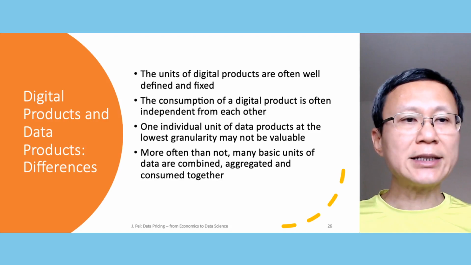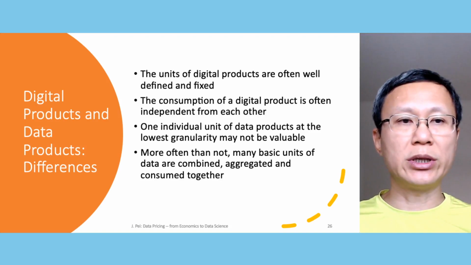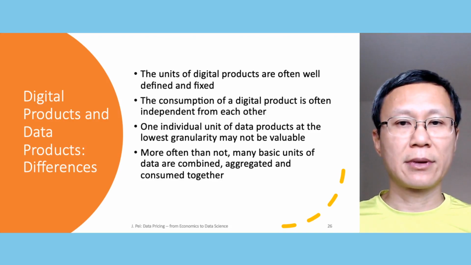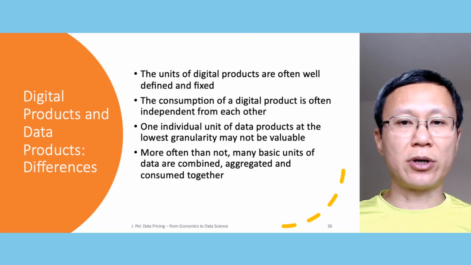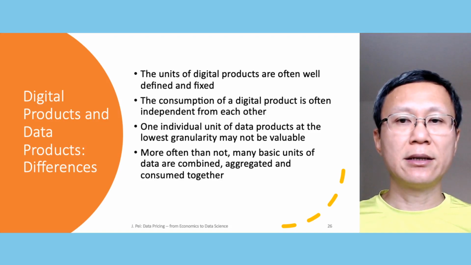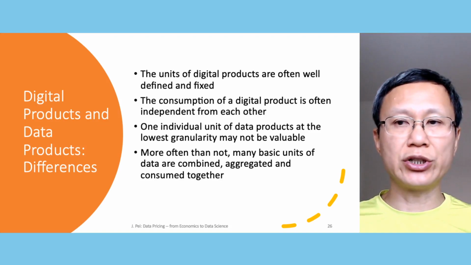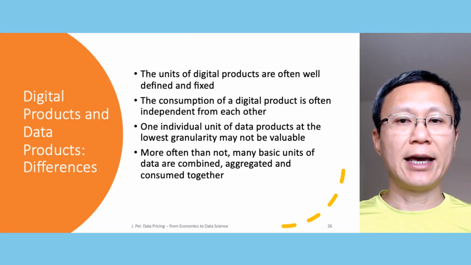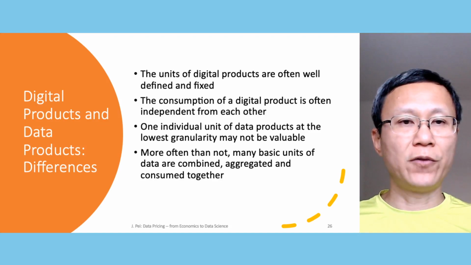Now, let's look at the differences between digital products and data products. This tutorial focuses on pricing two categories of information goods: digital products and data products. While digital products and data products share a series of common ideas and methods in pricing, they are also essentially different from each other on at least four aspects.